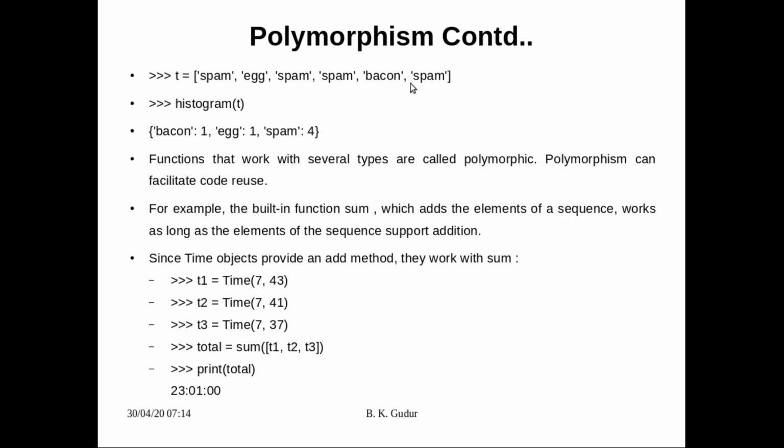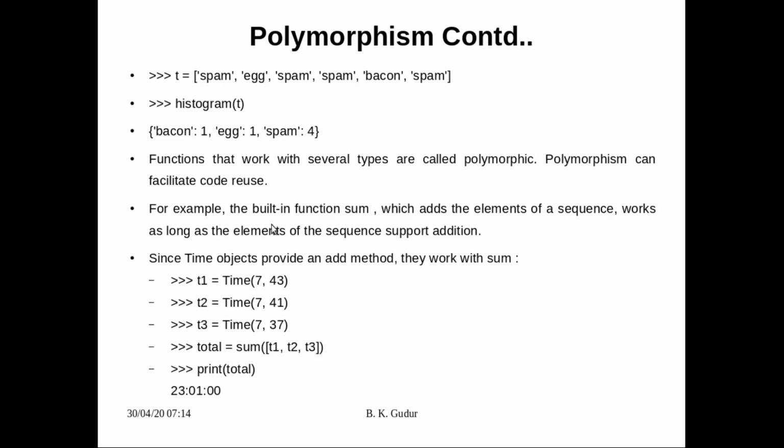Very important thing. This histogram function is working with a string, it is working with a list, it can work with a dictionary, it can work with even a tuple. Such a function which works with several types is called a polymorphic function. Polymorphism can facilitate code reuse. The meaning of polymorphism: poly means many, morph means form, having many faces. It can work for so many other types.